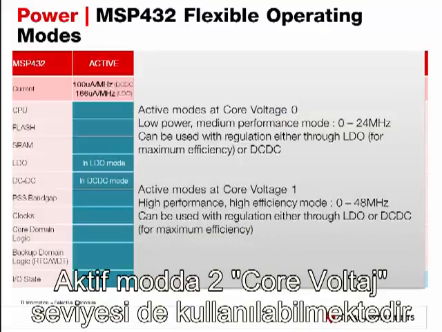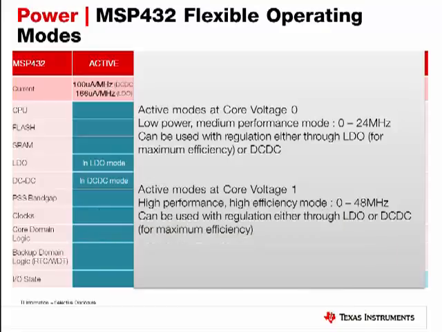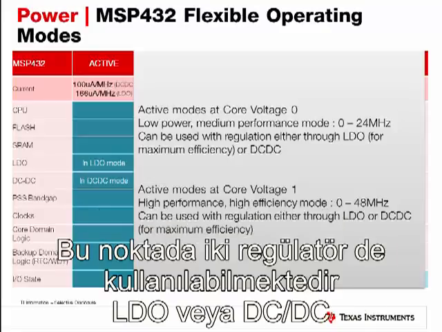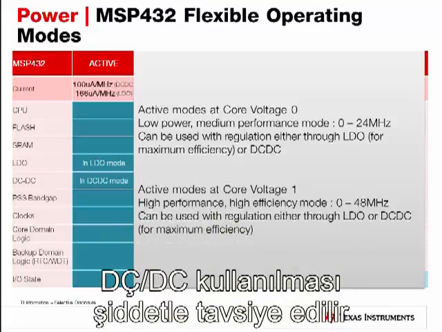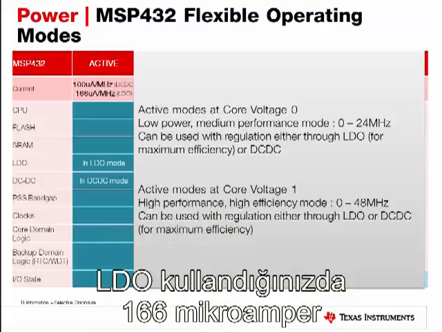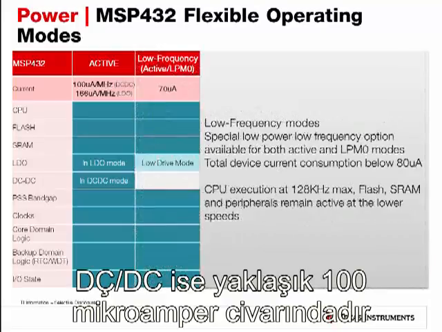In active mode, you can use either VCORE voltage for low power and medium performance. When the system needs to run anywhere between 0 and 24 MHz, you can use the VCORE level 0. At this point, either regulator can be used, either LDO or DC-DC. For high performance at higher frequency, such as from 24 to 48 MHz, it's highly recommended that you use a DC-DC at this point. When you use the LDO, the current consumption is around 166 microamps per megahertz, but when you use the DC-DC, the current consumption in active mode is around 100 microamps per megahertz.